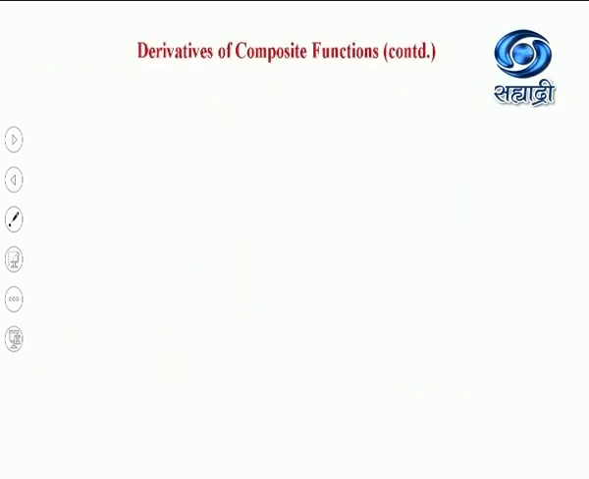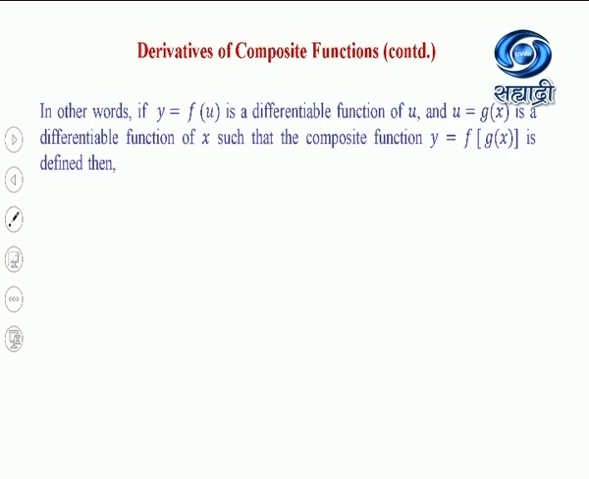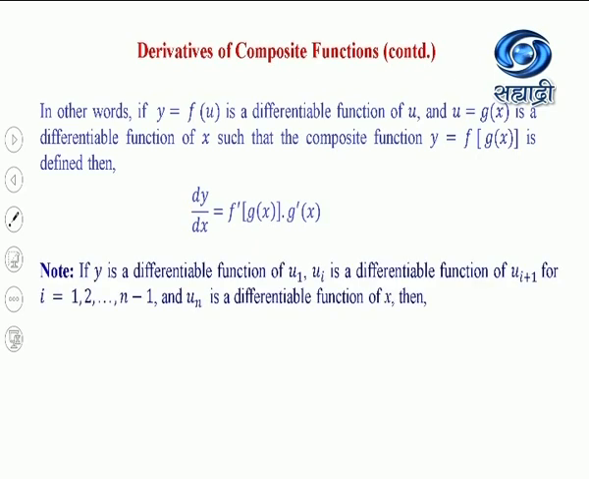Derivatives of composite function, here we continue. In other words, if y equal to f of u is a differentiable function of u, and u equal to g of x is a differentiable function of x, such that the composite function y equal to f of g of x is defined, then dy by dx equal to f dash of g of x into g dash of x. Now we use this definition to solve our examples from our exercise. Now remember also this definition, dy by dx equal to f dash of g of x into g dash of x.